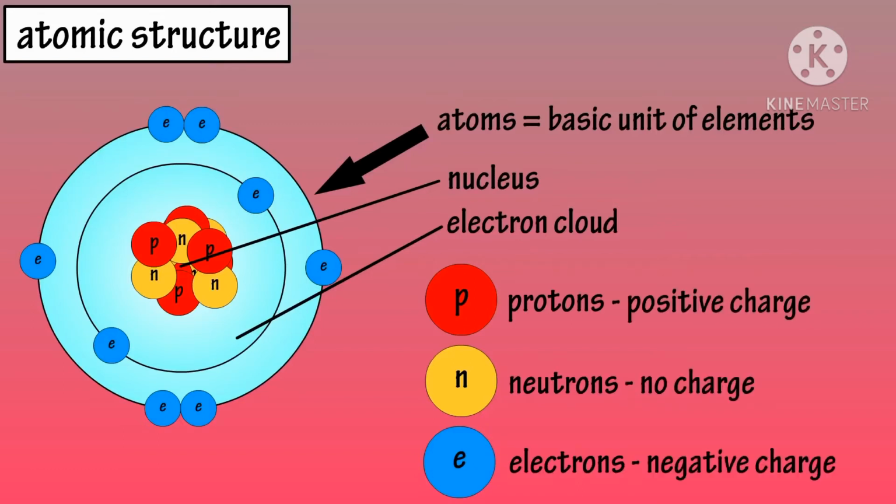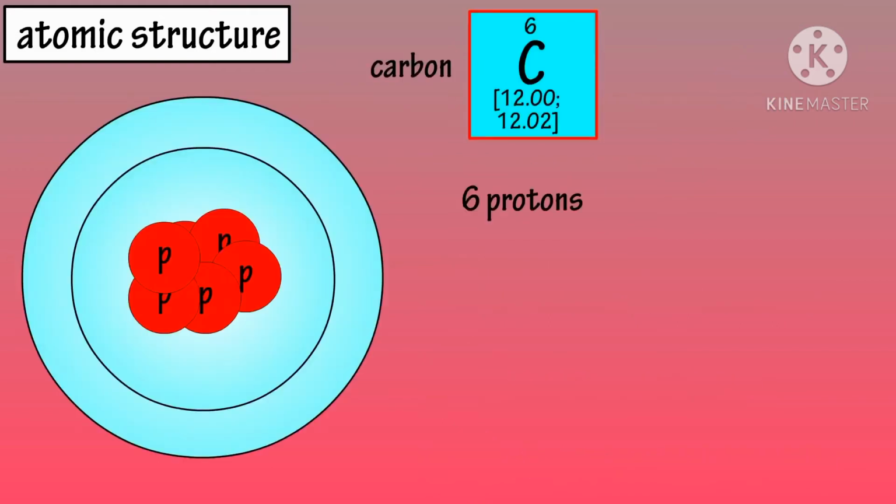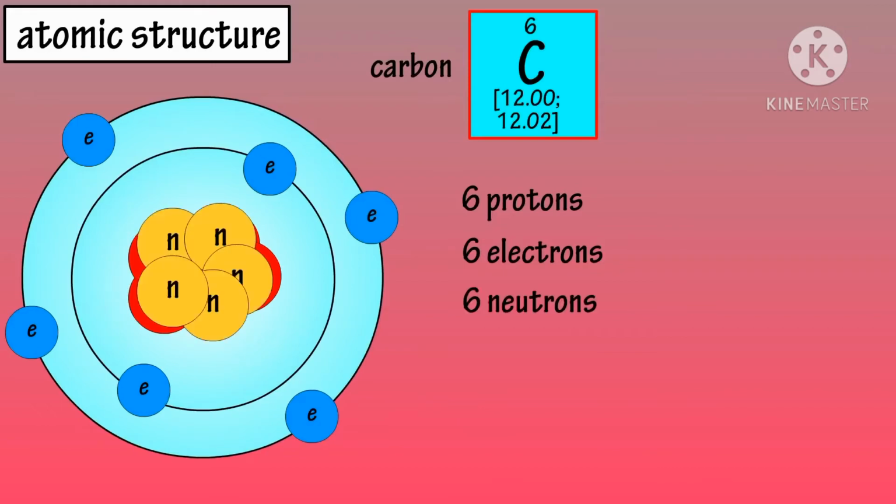Protons have a positive electrical charge, neutrons are uncharged, and electrons have a negative charge. The number of protons and electrons are equal, so atoms are electrically neutral particles. If we look at a model of the element carbon, which has 6 protons, 6 electrons, and in most cases 6 neutrons, we can see the electrons in simple rings or shells surrounding the nucleus.